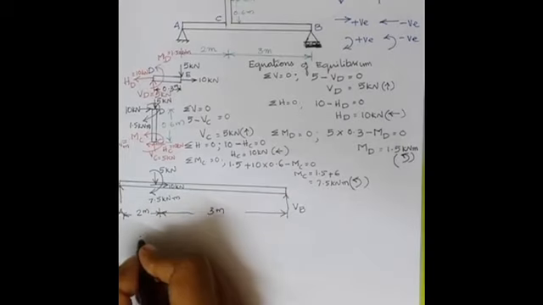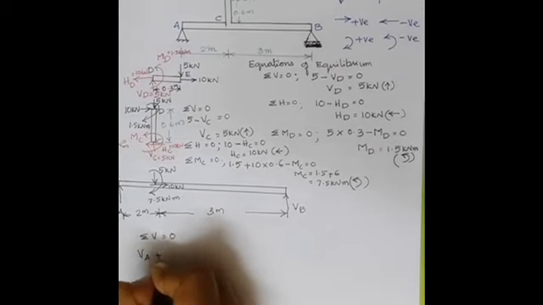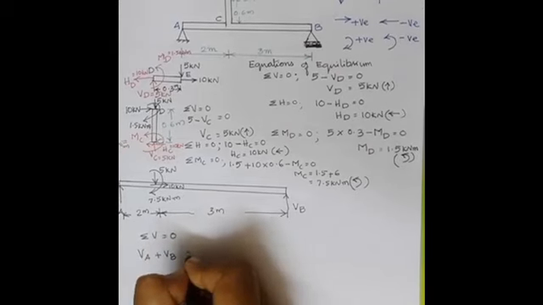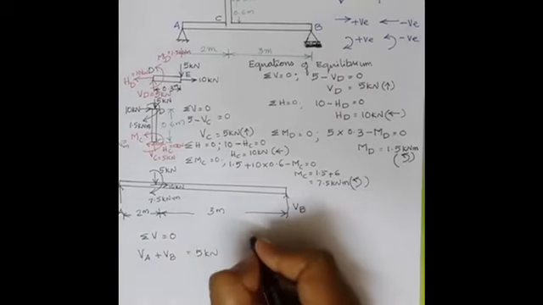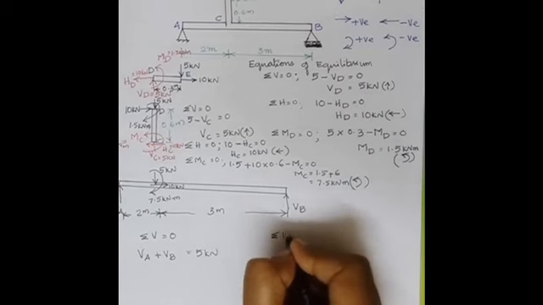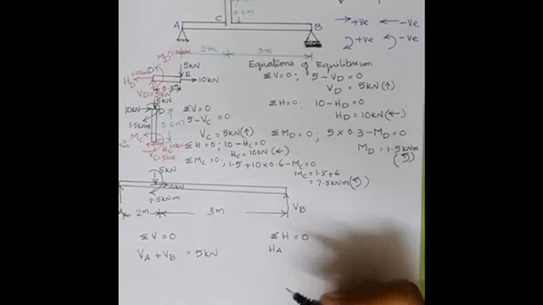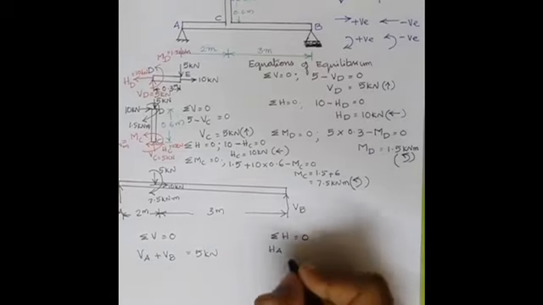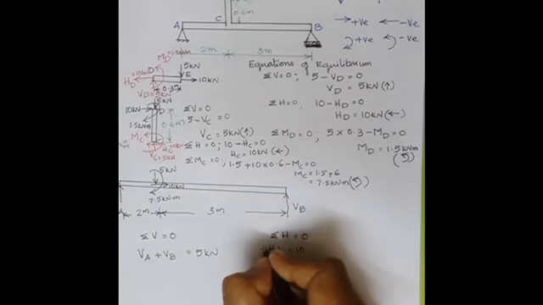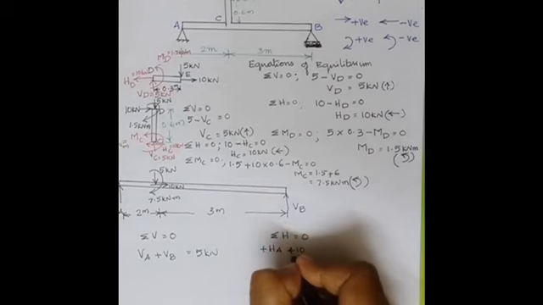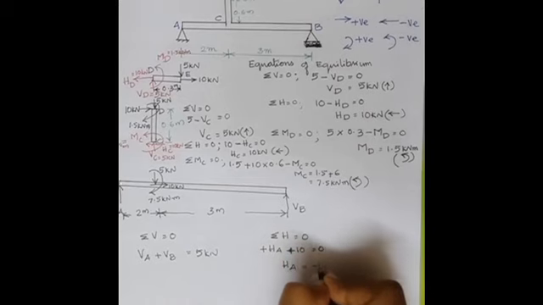Okay, now let us write sigma V equal to 0. VA plus VB equal to 5 kilonewton. We have two unknowns, so we will not be able to find out this one. Now let us write sigma H equal to 0. HA plus 10 kilonewton, HA is acting towards the right, 10 is also acting towards the right, so plus, equal to 0. So we will get HA is equal to minus 10 kilonewton.